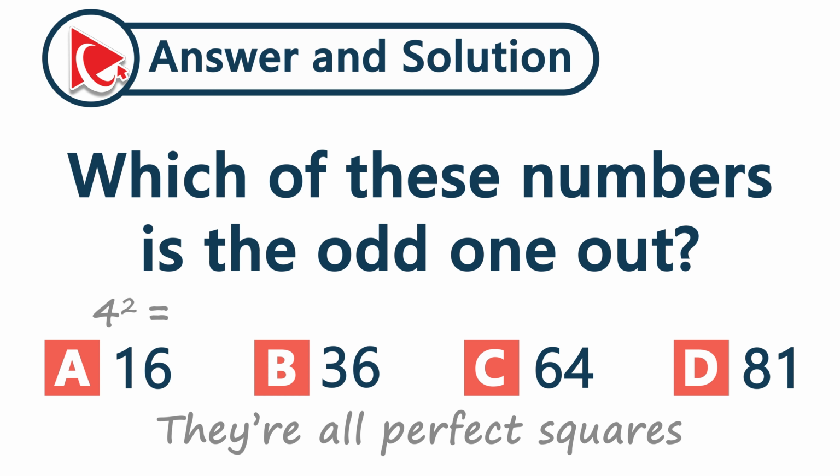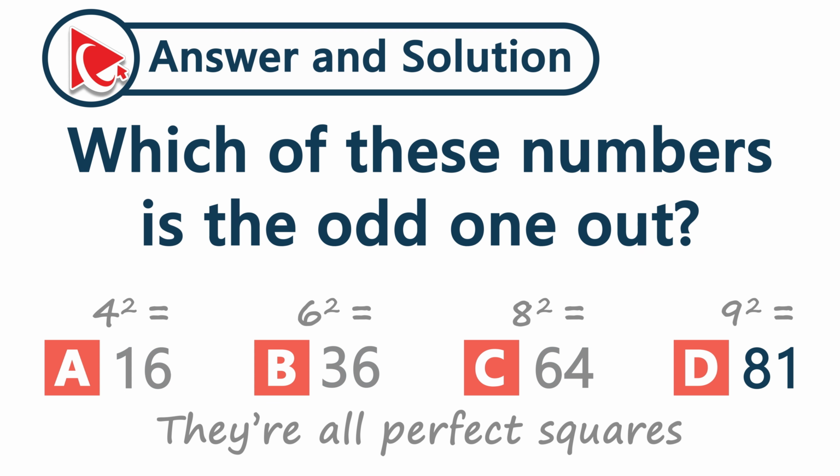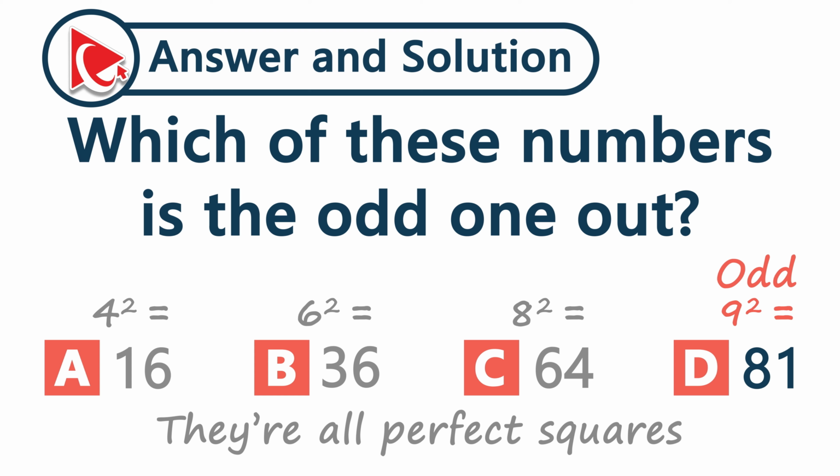16 is 4 squared, 36 is 6 squared, 64 is 8 squared, and 81, that's 9 squared. Notice anything? That's right, only 81 is the square of an odd number. The others, all even roots. So final answer is choice D, 81.